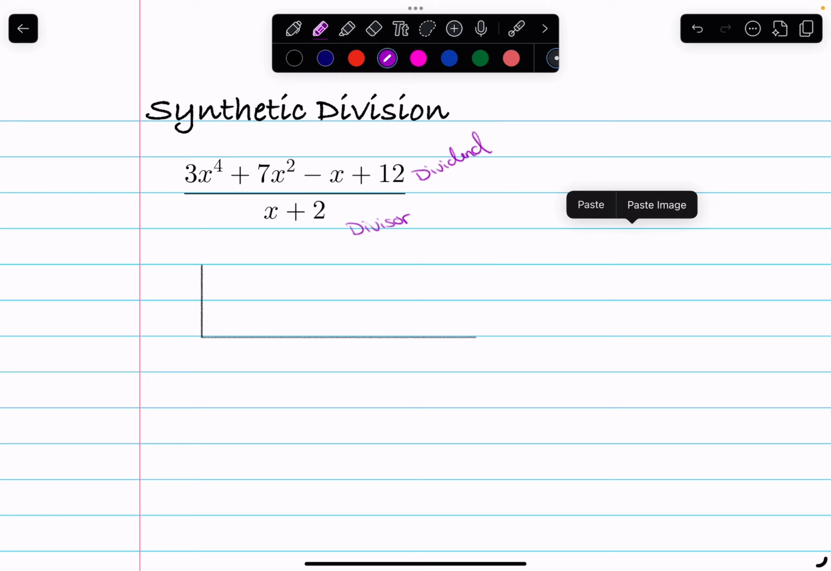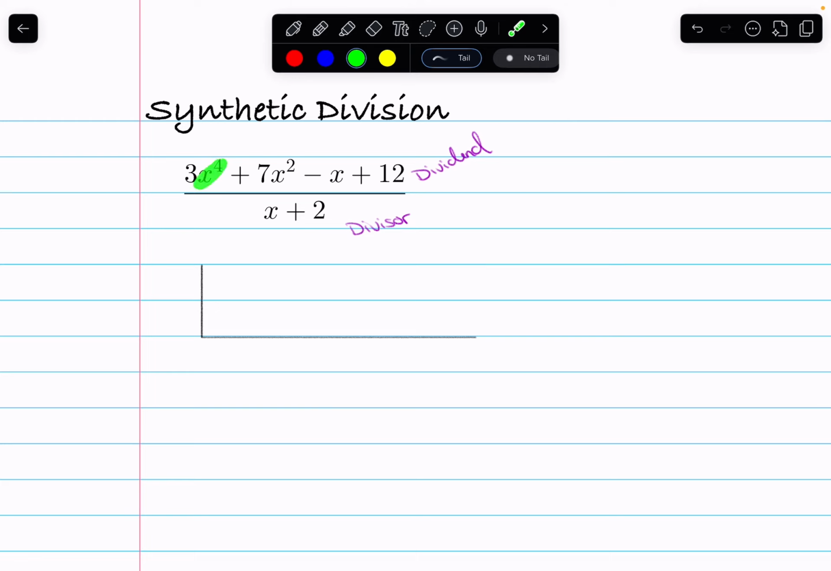Okay. Just like when we did polynomial long division, you can't skip any exponents. So if we have an x to the fourth, we need an x cubed, an x squared, an x to the first, and an x to the zero. Remember that x to the zero is always your constant because anything to the zero power is one. Okay. So we are missing our x cubed term, so we're going to use a 0 for that, just like we did in long division.